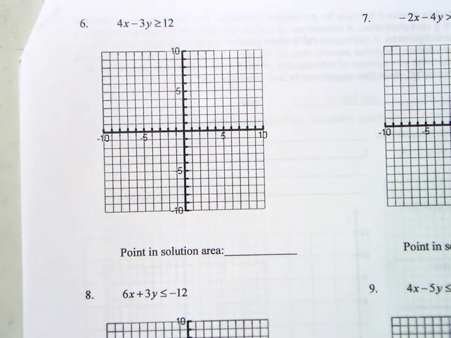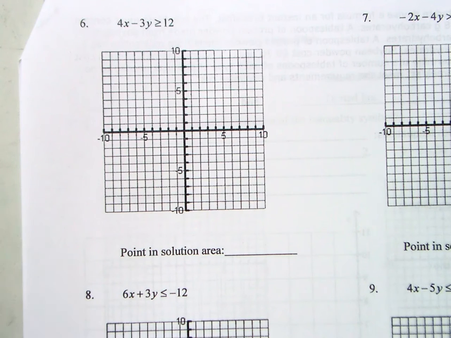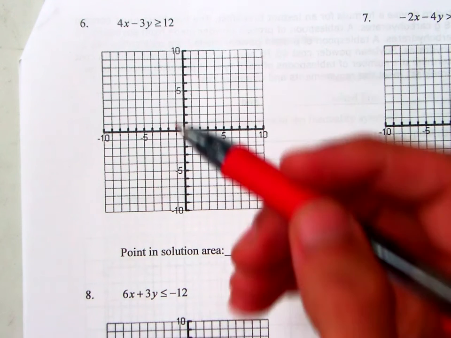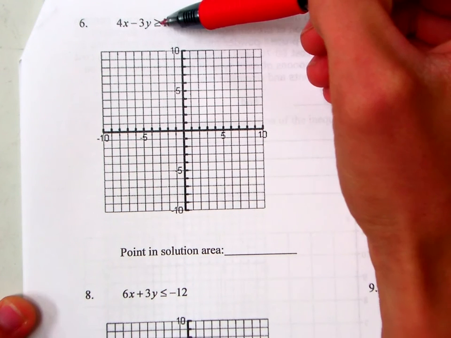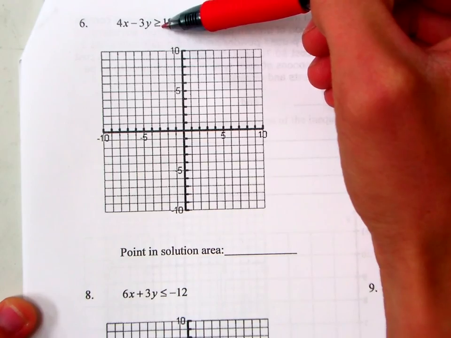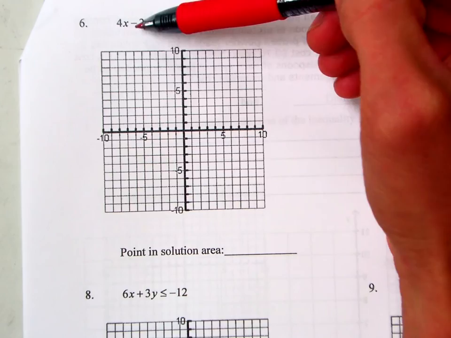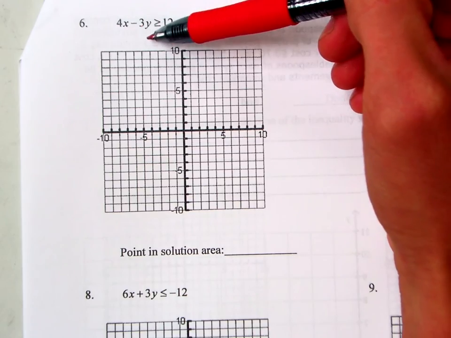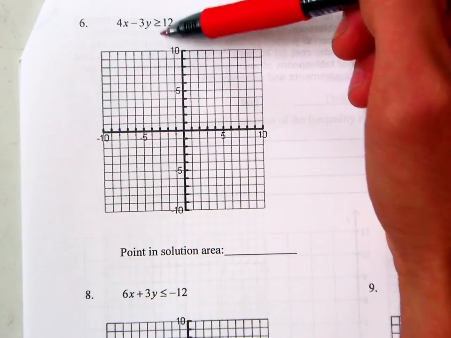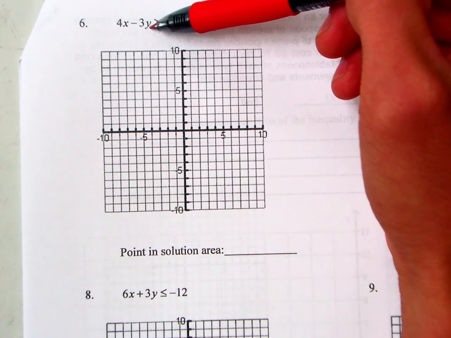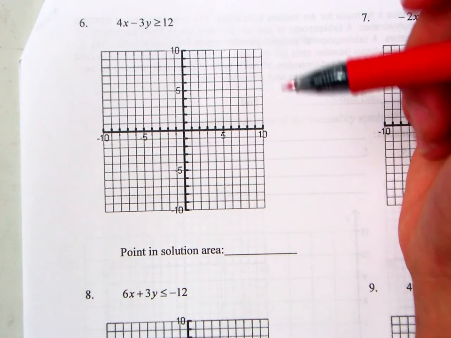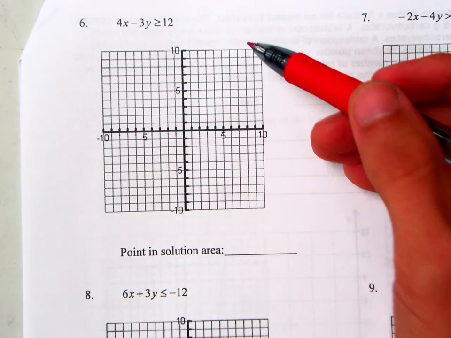The thing is, there's two things you need to consider. That line is either going to be dotted or solid, and that's going to be based on this inequality sign right here. And in addition to that, if you divide by a negative or multiply by a negative at any point as you're solving for y, then you're going to have to flip that sign. So let's go ahead and get started on this number 6 right here.